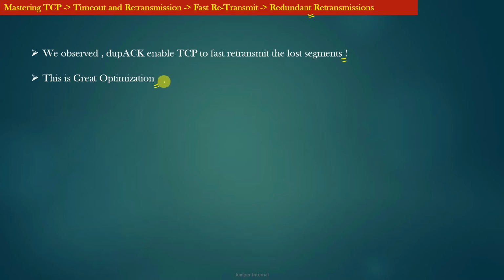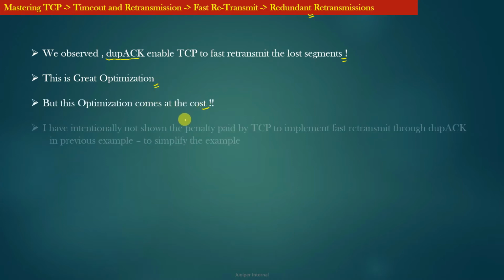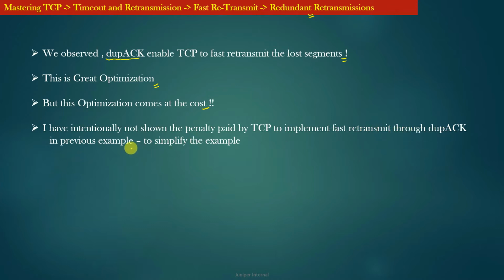TCP does not have to rely on the expiration of the retransmission timer in order to retransmit the lost segment. The reception of 3 duplicate ACKs is an indication to the TCP sender that a segment has been lost or received out of order at the TCP recipient. But this optimization comes with a cost. I intentionally did not show the penalty paid by TCP to implement fast retransmission through duplicate ACK in the previous example, in order to simplify it.